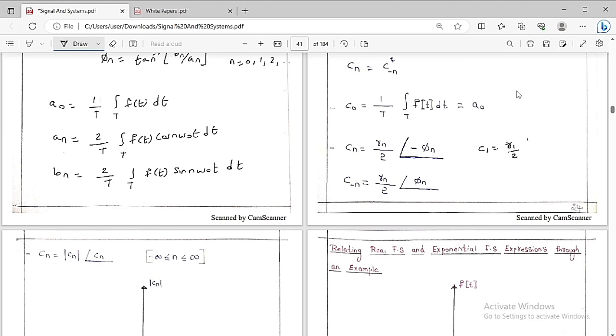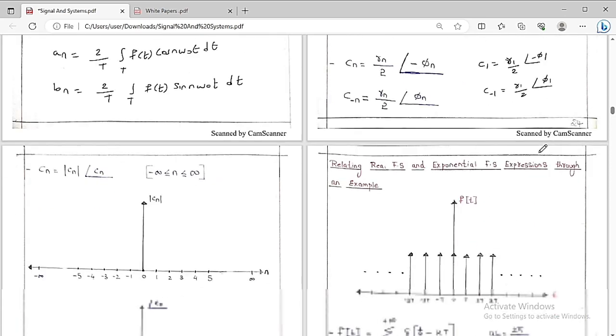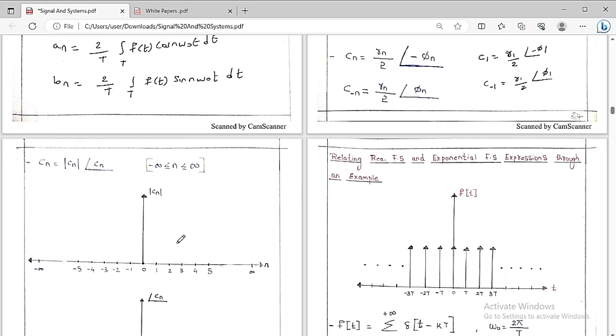R1 by 2 at a phase angle of minus phi 1. And C of minus 1 is nothing but, in place of n I substitute minus 1, then I get R1 by 2 at an angle of phi 1, right? So if you see clearly, the magnitude is the same in both, but only the phase angle is reversed. So let me draw here. C1 is R1 by 2, here R1 by 2, and this is also R1 by 2. So we can say this is even. Even means symmetric. Whatever value we have here, the same thing we are going to get on the other side. So this is an even signal.